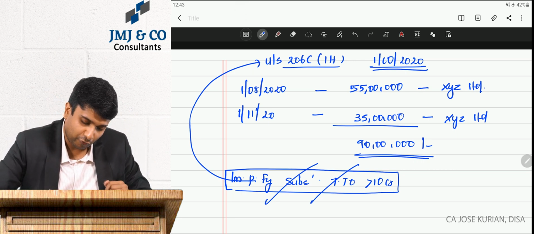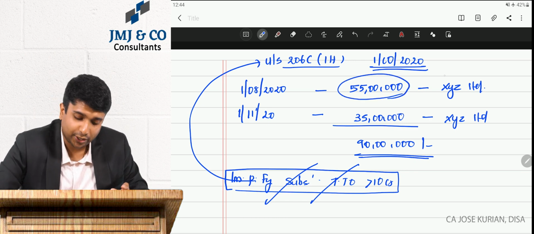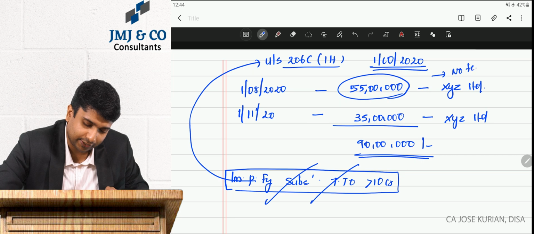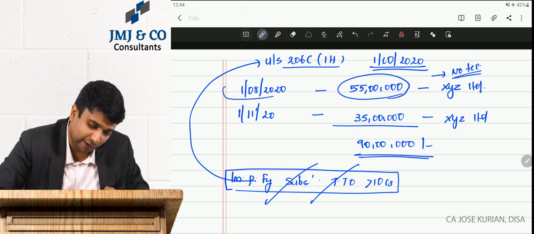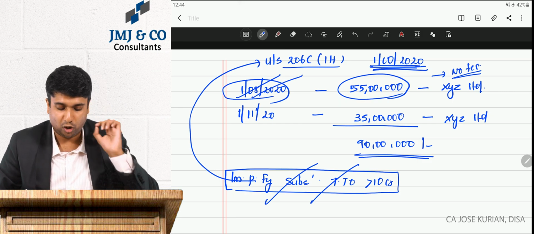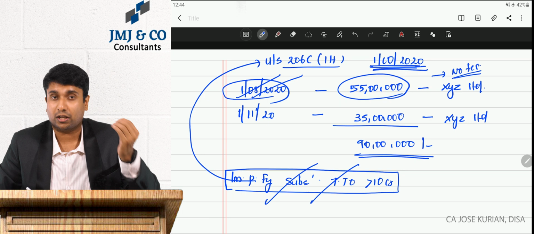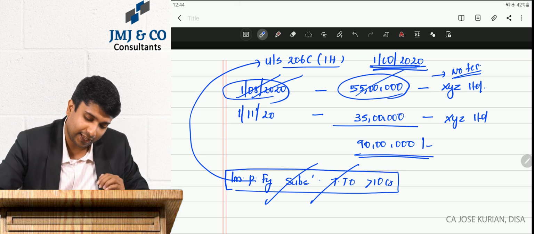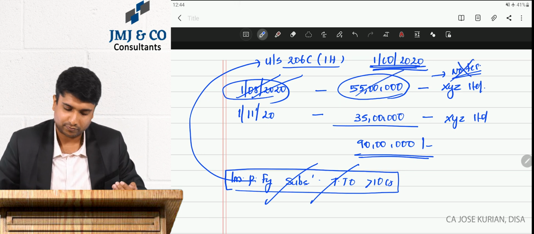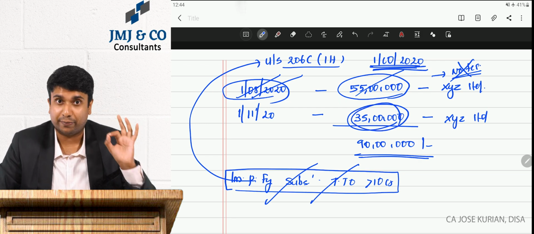And now for this 55 lakh, even though it exceeds 50 lakhs, he is not required to collect TCS. No TCS required. Why? Because it is before 1st October 2020. It is on 1st August 2020. So the effective date is only on 1st October 2020. So for this 55 lakh, TCS is not required to be collected. But for this 35 lakh, definitely TCS is required to be collected.